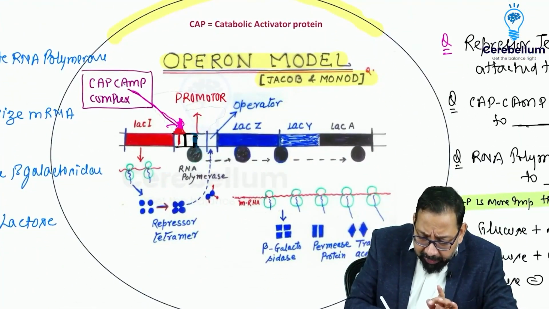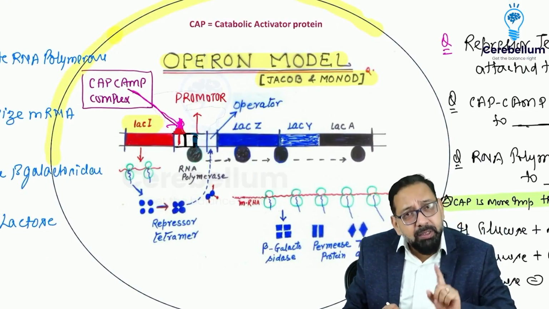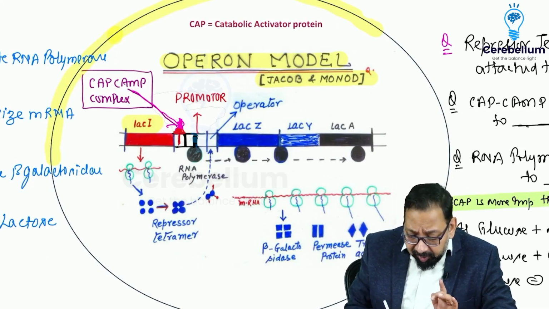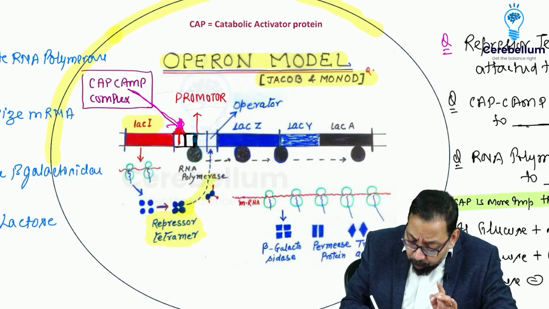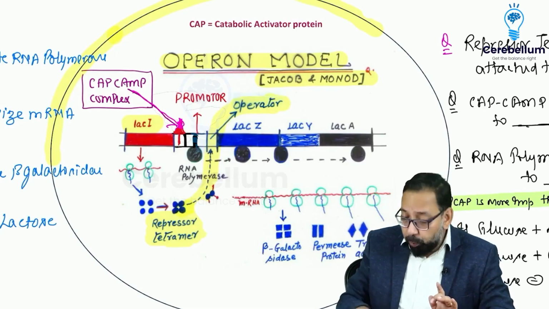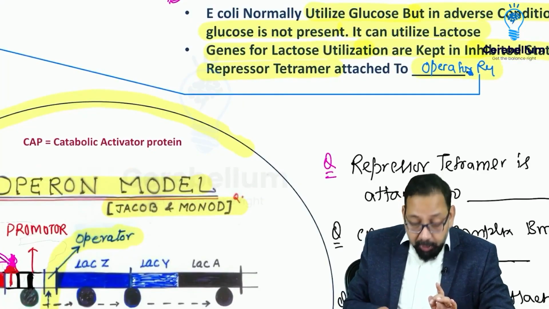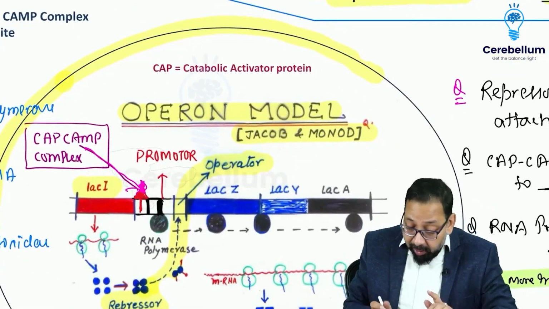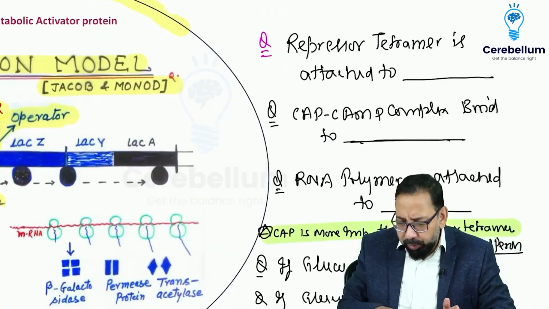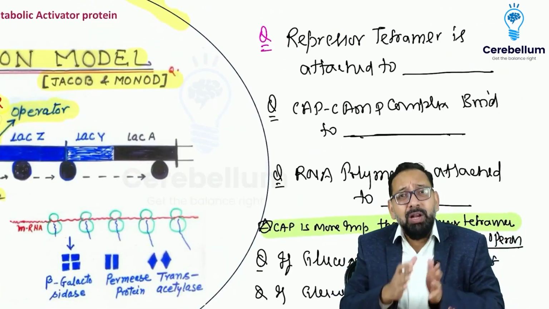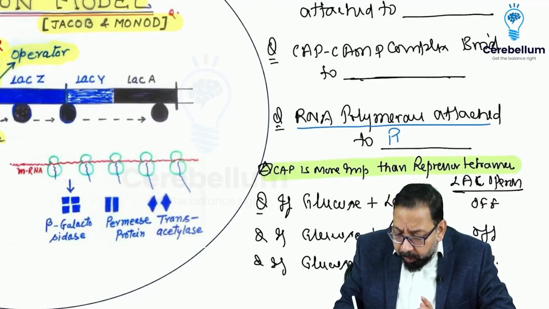This is E. coli. In E. coli, there is a gene LAC-I. I means inhibitor gene. This LAC-I gene synthesizes the repressor tetramer. This repressor tetramer is attached to the operator region. So a question is asked, the repressor tetramer is attached to which region? Operator region. And a question is asked, RNA polymerase is attached to which region? Promoter region. This is a common question. Not only related to the lac operon, normally a question is asked that RNA polymerase is attached to the promoter region.